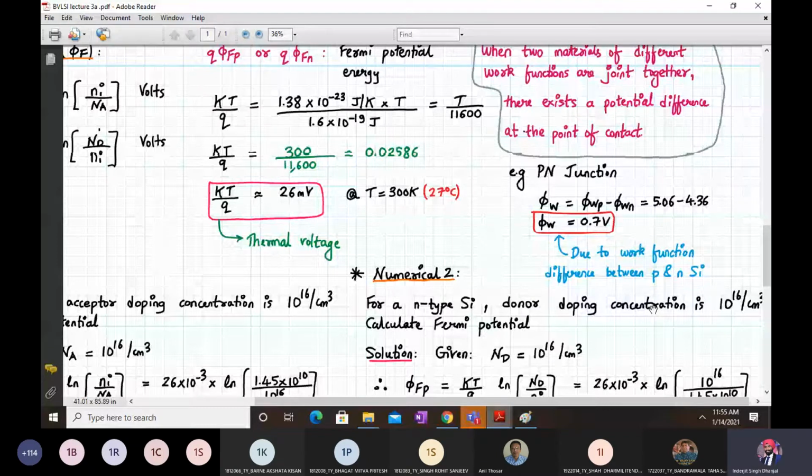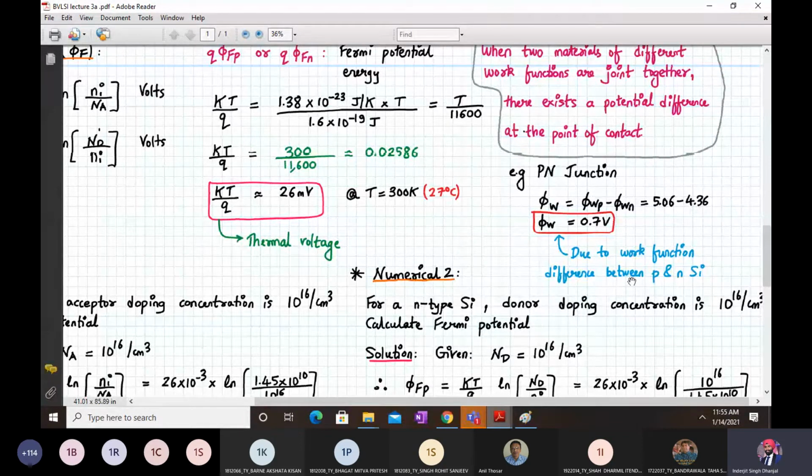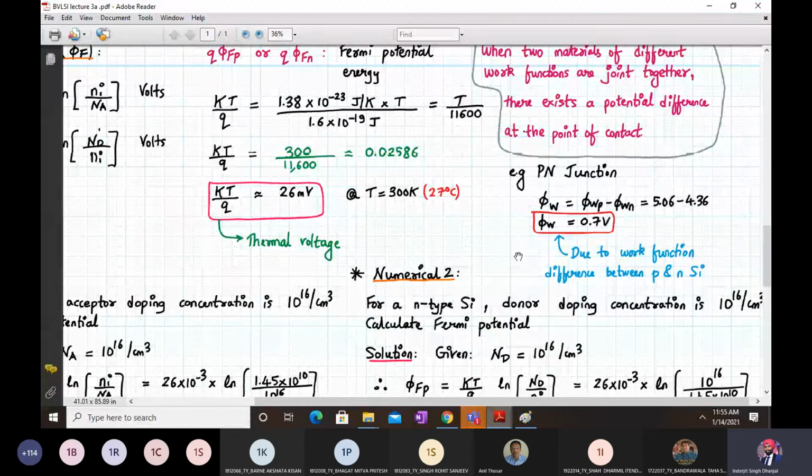Yes, this contact potential is occurring due to the work function difference between the n-type and the p-type silicon. Whenever we have a p-n junction formed together, automatically there is a built-in potential formed. This built-in potential is the result of this work function difference. I hope that this is making some sense now.